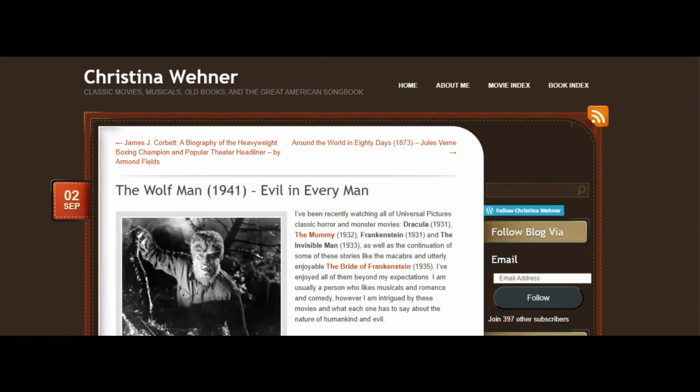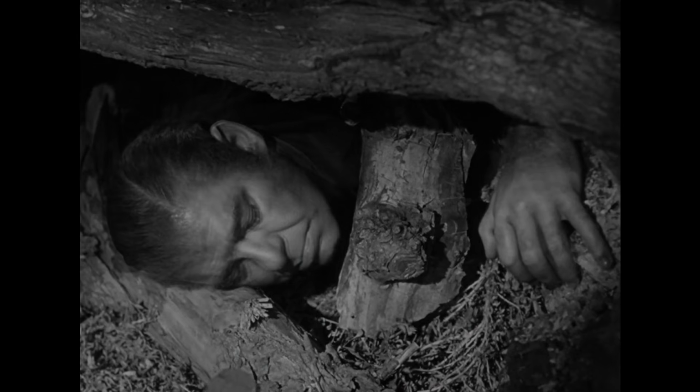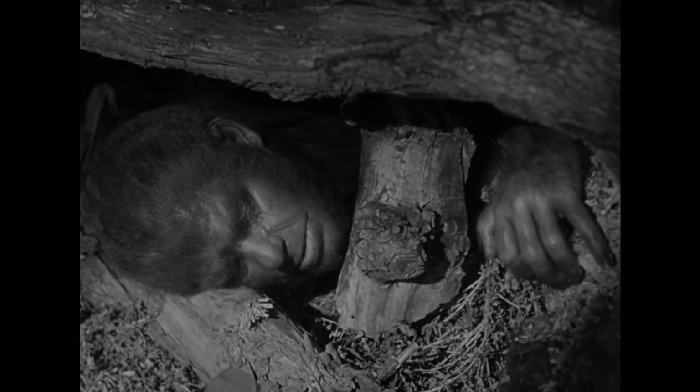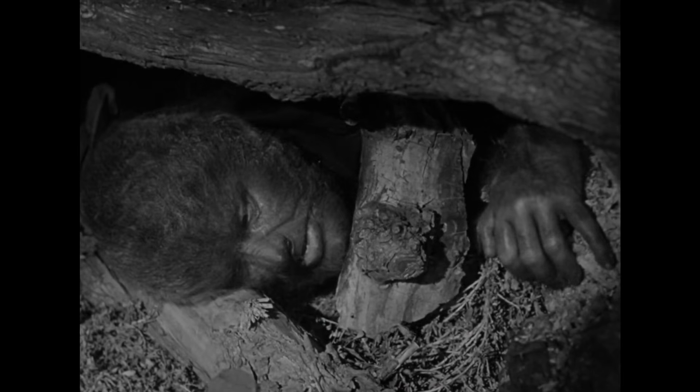There is actually a very good think piece about this topic written by Christina Werner called The Wolfman, Evil in Every Man. I'm going to link it down below if anyone wants to read more about it. There are many ways to interpret The Wolfman, but I don't think it's outside the realm of possibility to say World War II had a strong influence on the creation of the film.